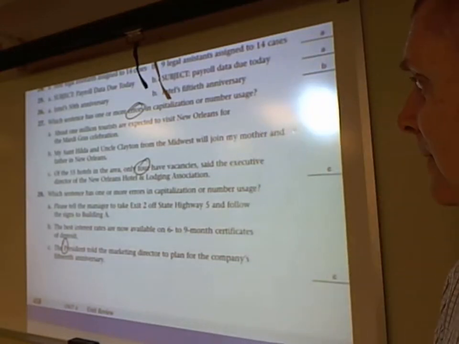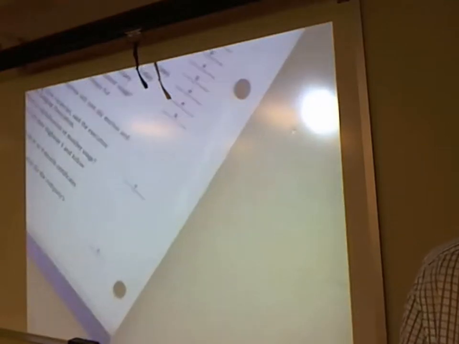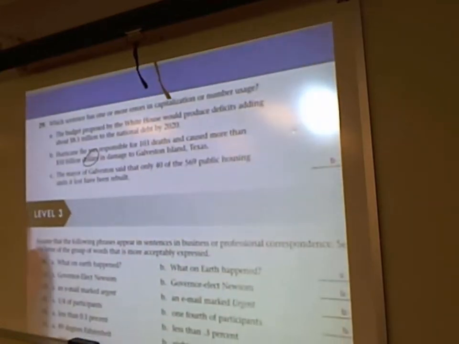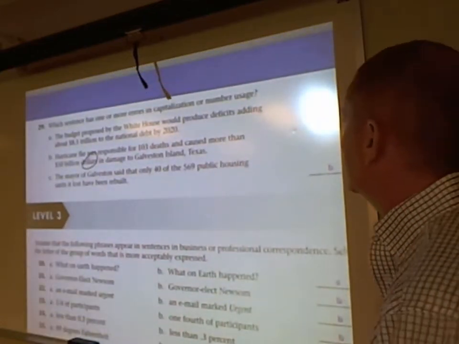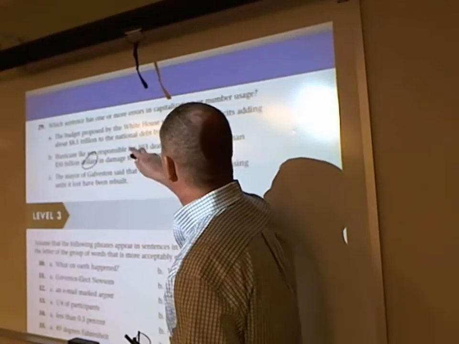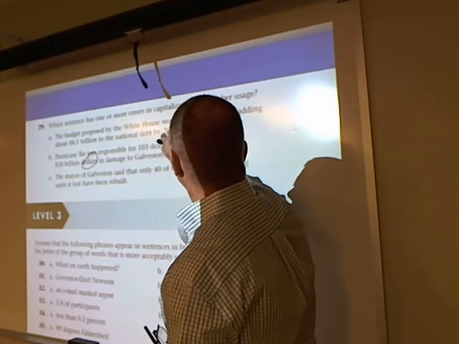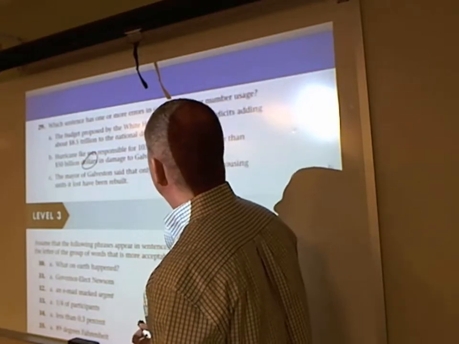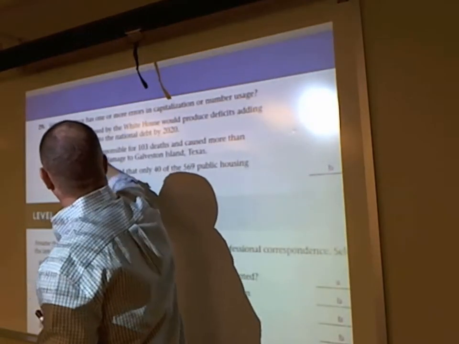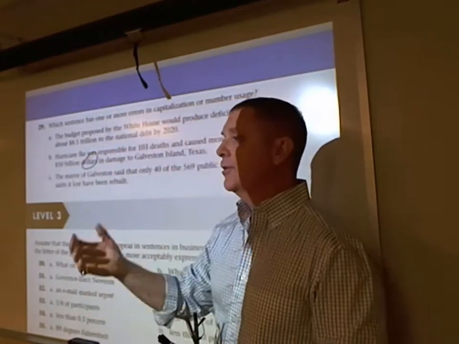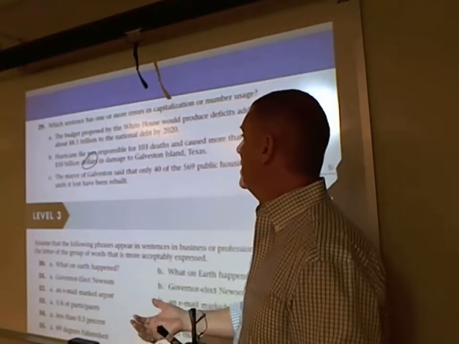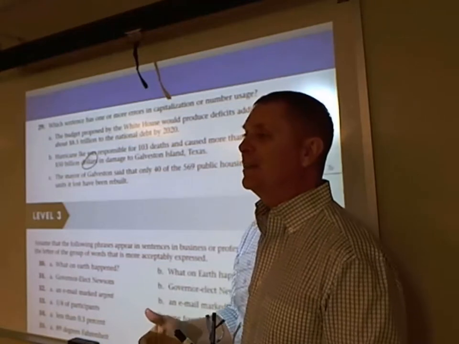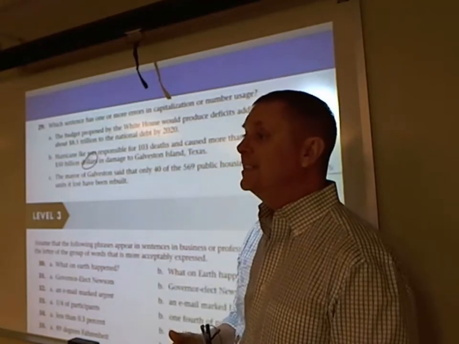Okay, 29. Which one has the error in it? The budget proposed by the White House, which that's capitalized, would produce deficits adding about $8.5 trillion. Okay, so numbers that are in the millions, billions, and trillions usually have the word trillion spelled out rather than 3 sets of zeros. So that is correct to the national debt by 2020. So A is correct as stated.